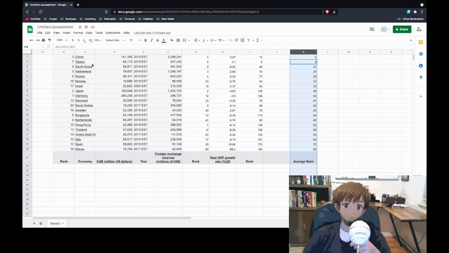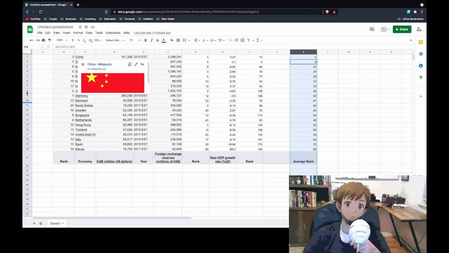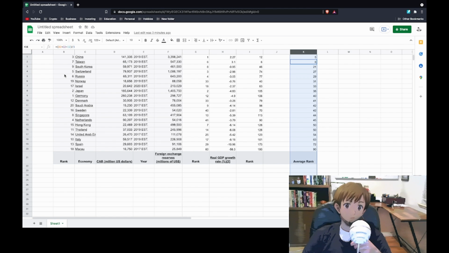So I think that is definitely something that needs to be taken into consideration when looking at China, Taiwan, and Russia. So if you subtract China, Taiwan, and Russia from the equation, that would leave South Korea, Switzerland, Norway, Israel, and Japan as the top 5 countries that would possibly be worth looking into allocating capital to.